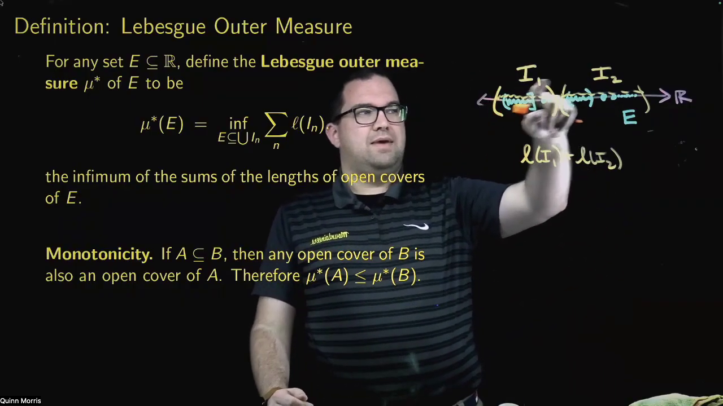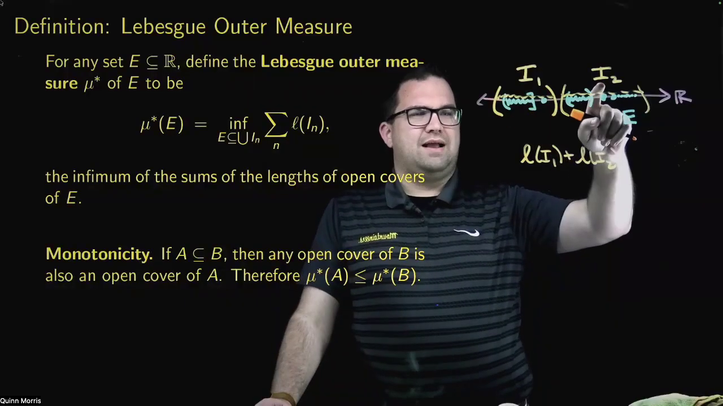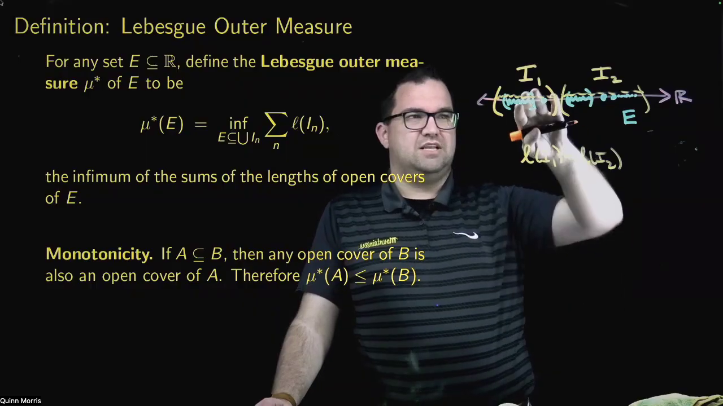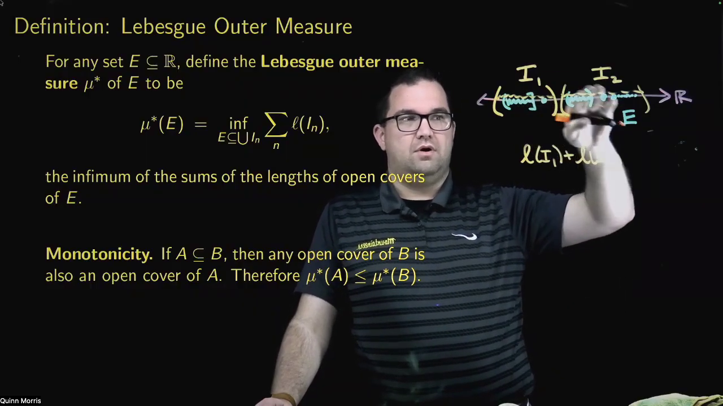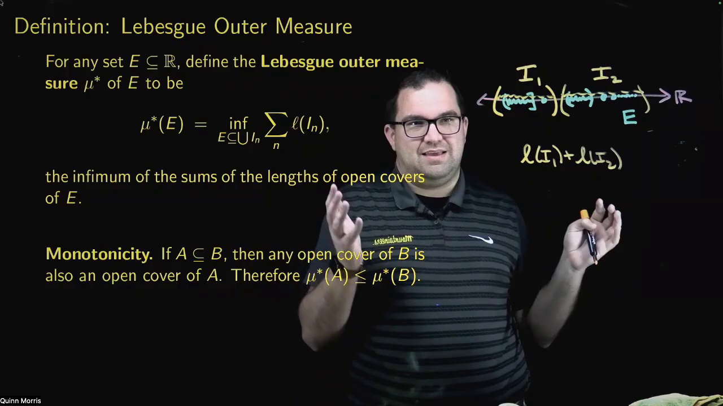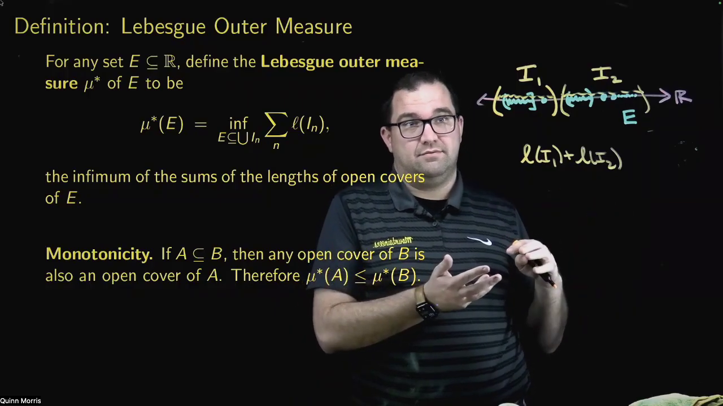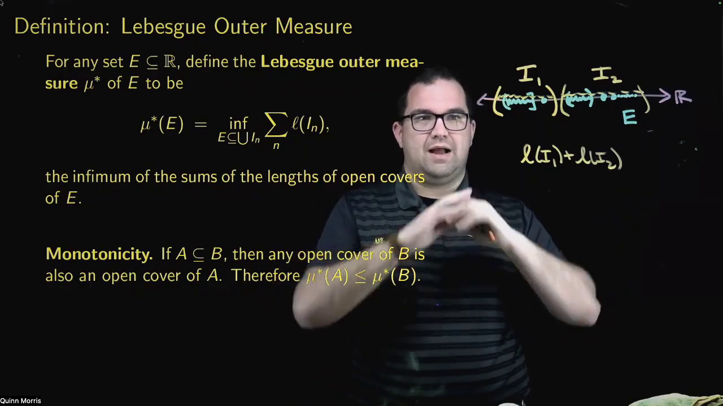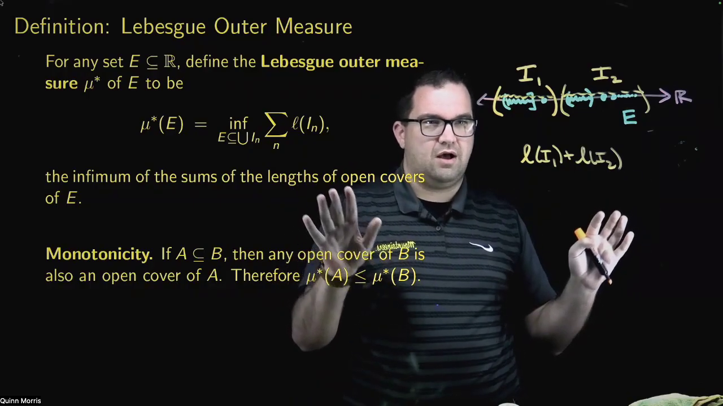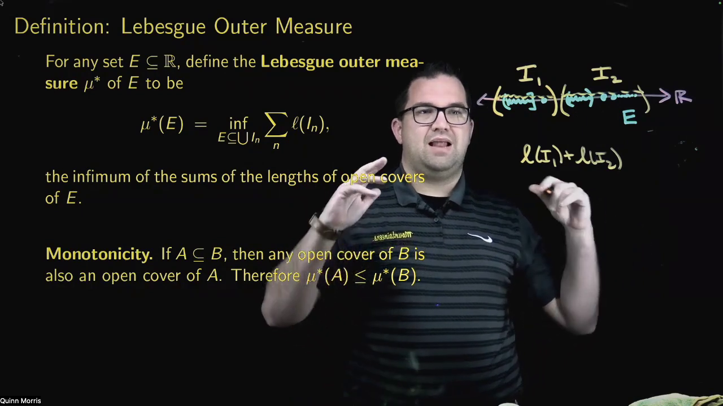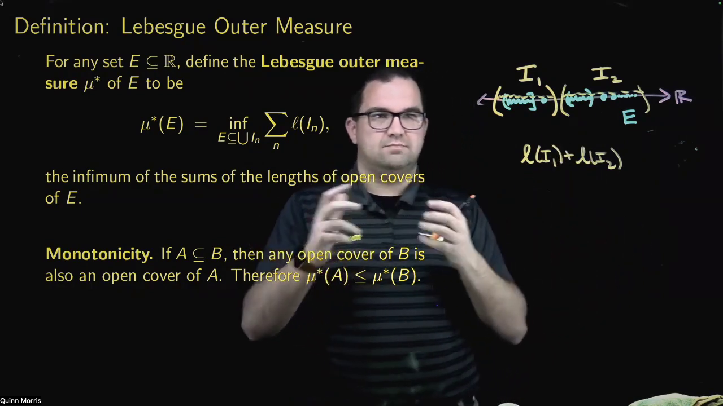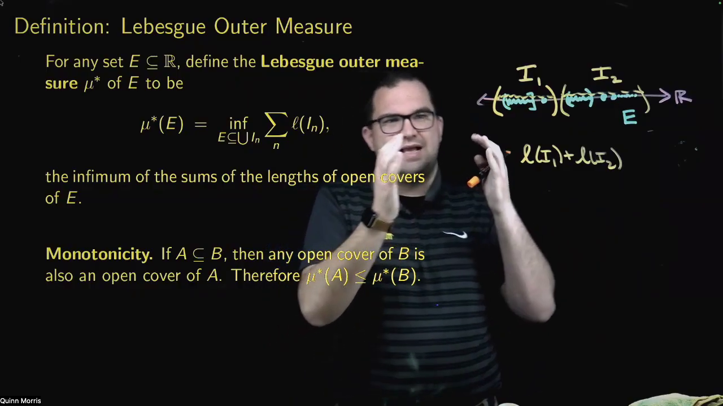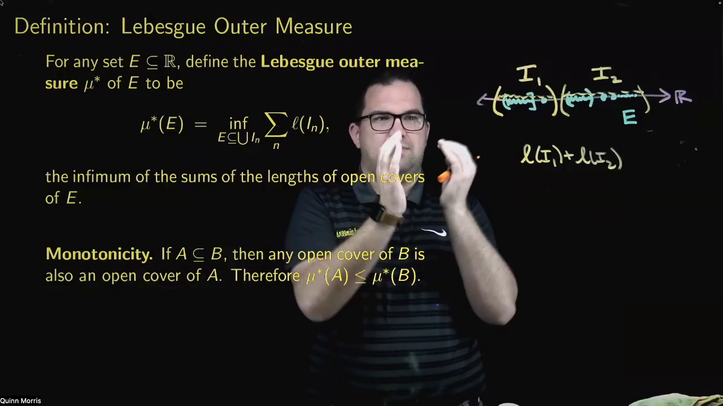Now, it makes sense that whatever length I come up with here has got to be an overestimate in a way, because this is an open cover of E. So it's going to contain things possibly that aren't in E. So what I do is I take every possible open cover, compute the lengths of all the intervals in that open cover and add them all together. And then I look at all of those sums that I've taken and ask, what's the infimum of all of those? So in some ways, it's like asking, what's the minimal thing I was able to cover this with?